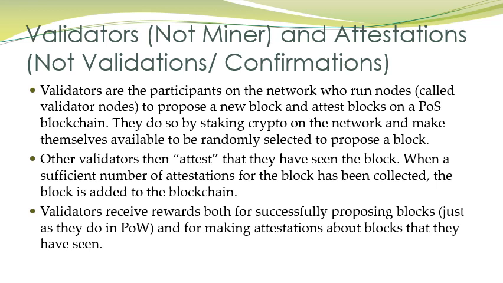In the proof of stake algorithm, a validator will propose a block, and other validators attest that they have seen the block. Other validators attesting means they will verify each transaction. They will check whether the block is valid or not, and if all the conditions are met, then these validators will attest the block. When a certain number of attestations for the block has been received, then the block is added in the blockchain.